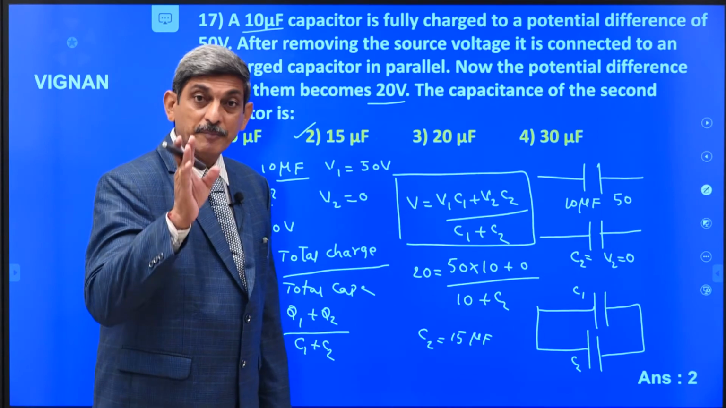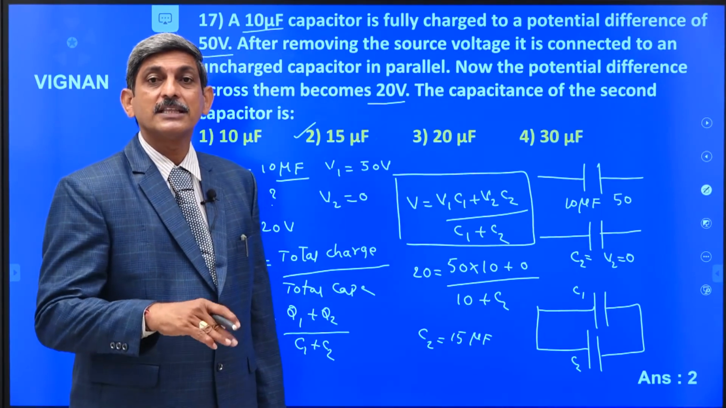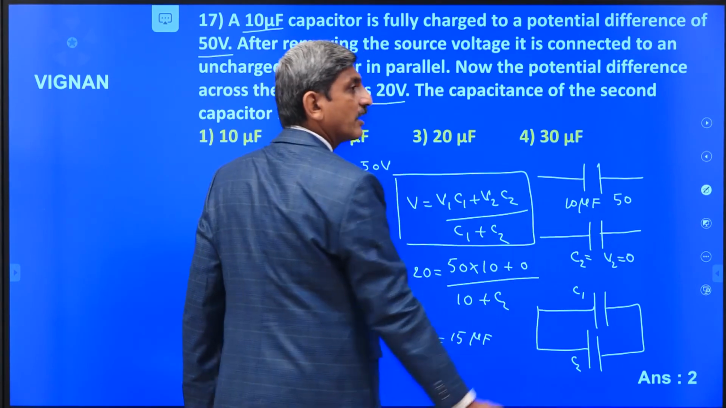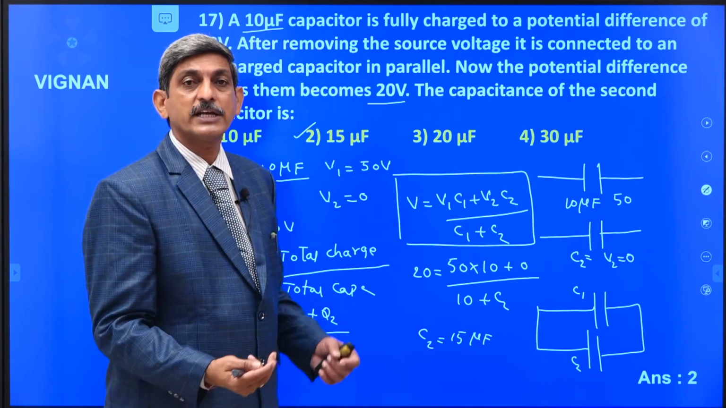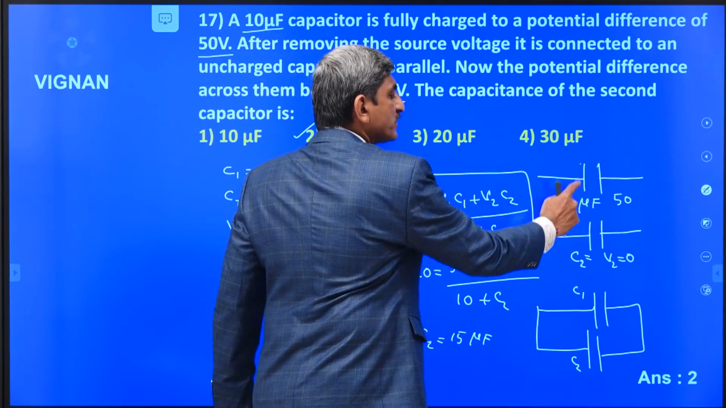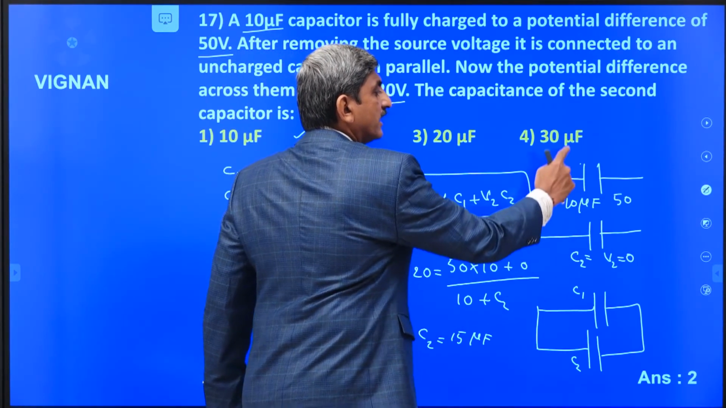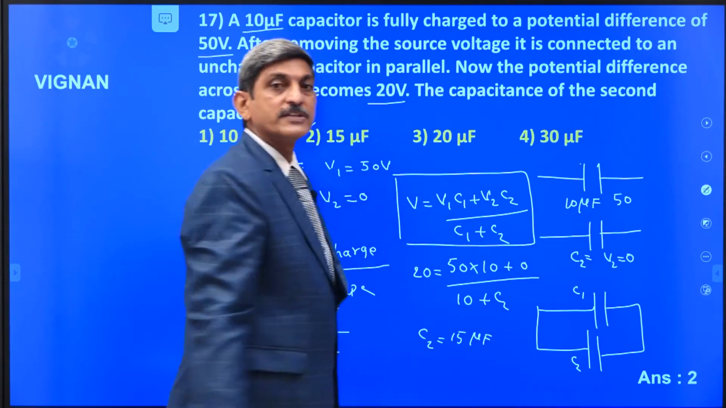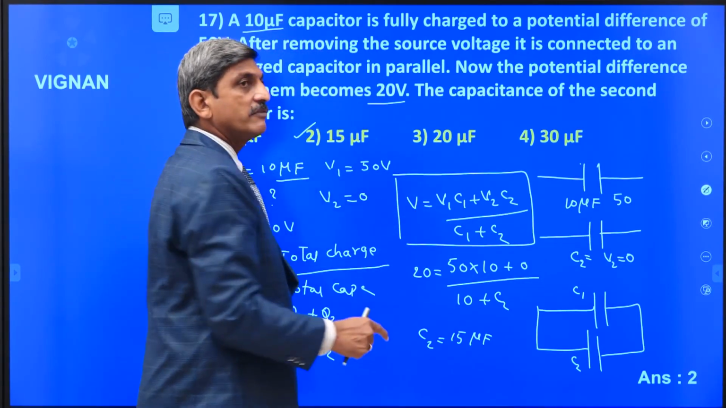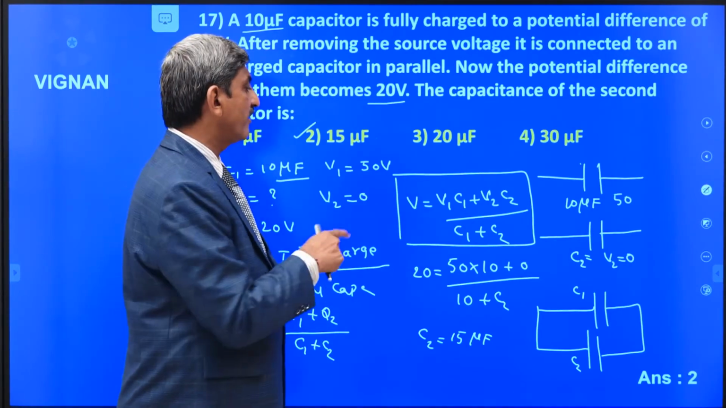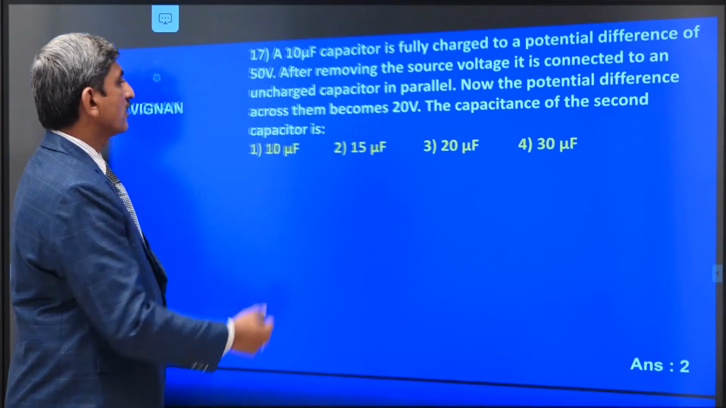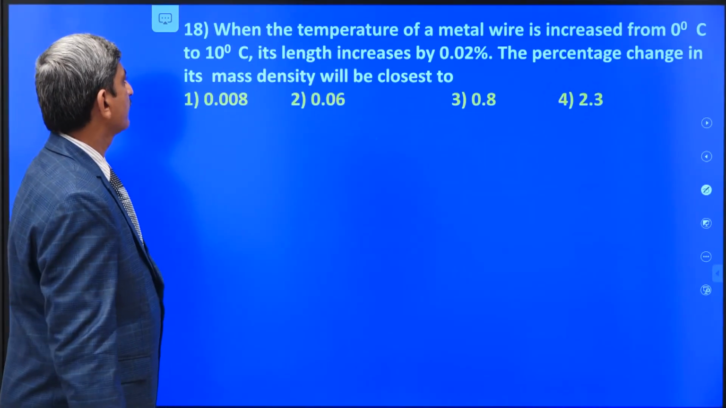Sometimes before connecting the two capacitors, they are charged such that this one has a potential V1 and this one has a potential V2, and the two are connected by touching the positive plate of the first one to the negative plate of the second one, and the negative plate of the first one to the positive plate of the second one. In that case, the formula is V = (V1 C1 - V2 C2) / (C1 + C2). Now come to the next problem.